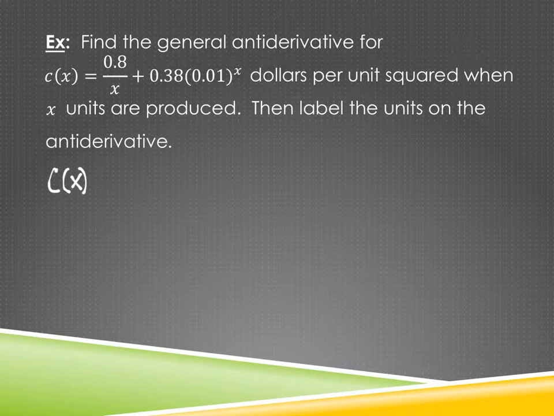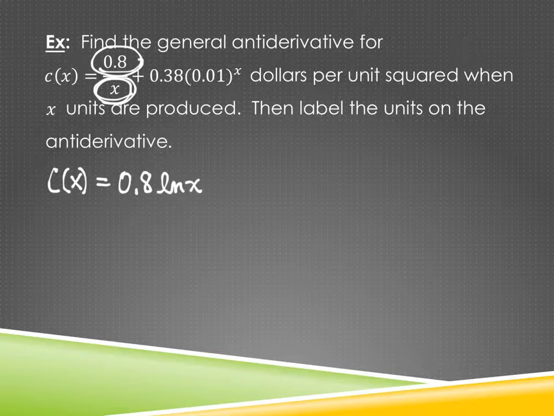So capital C of x. This is 0.8 divided by x. Okay, the 0.8 is a constant multiplier, so it's just going to come along for the ride. What happens when we take the antiderivative of something, usually 1 over x? We get a natural log. So on this one, we've got 0.8, because it's a constant multiplier, and then we have the natural log of x. So the 0.8 is coming from here. The natural log x is coming from the x in the denominator.